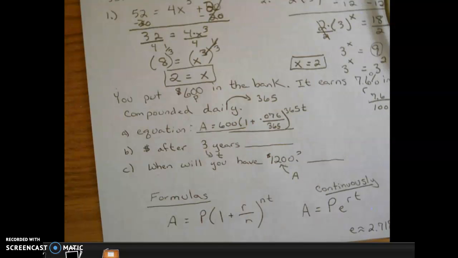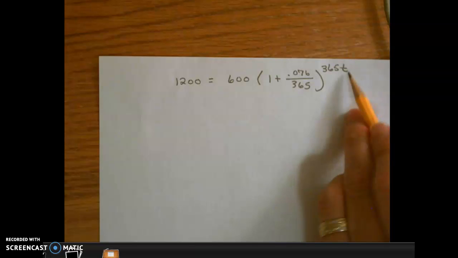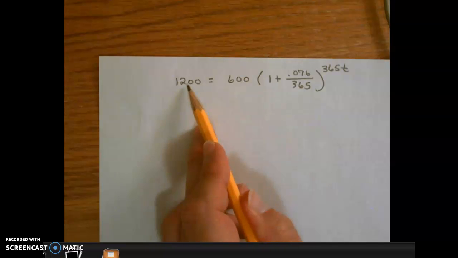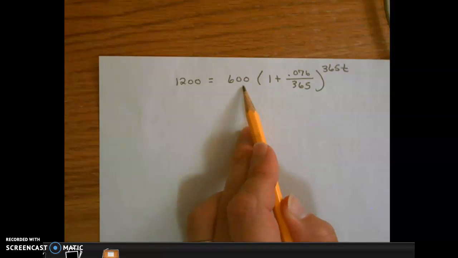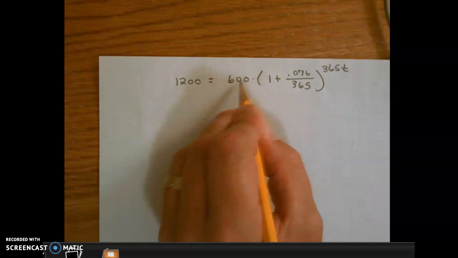Let's take a look at that real quick. So again, the question is when will we have $1,200? So we want to double our money basically here. So we're going to go ahead and start by undoing this multiplication by dividing.